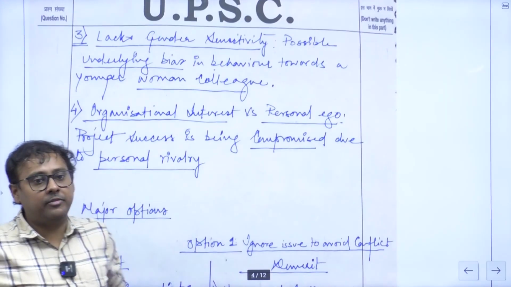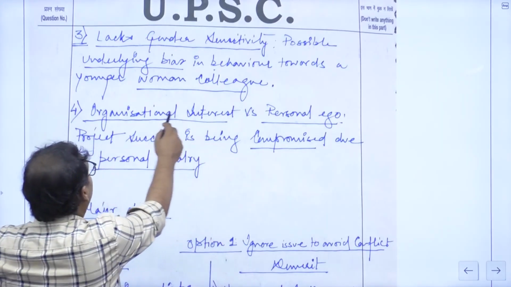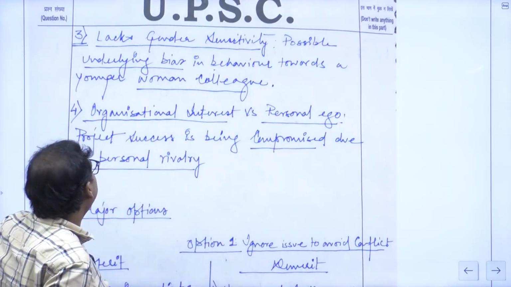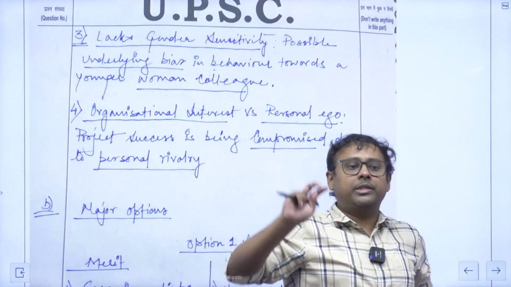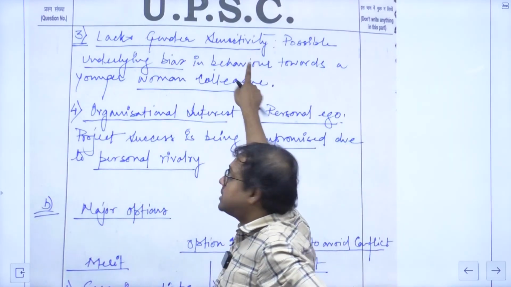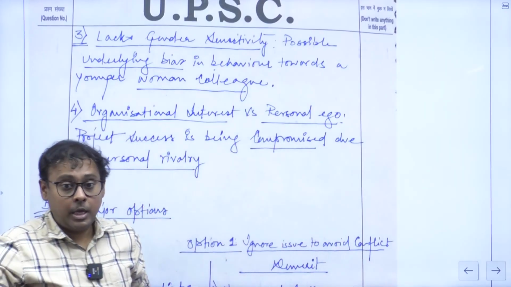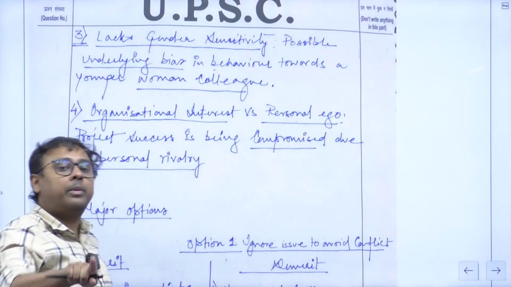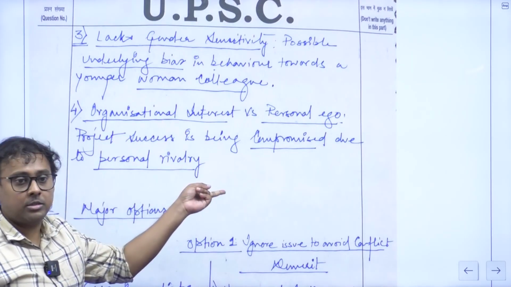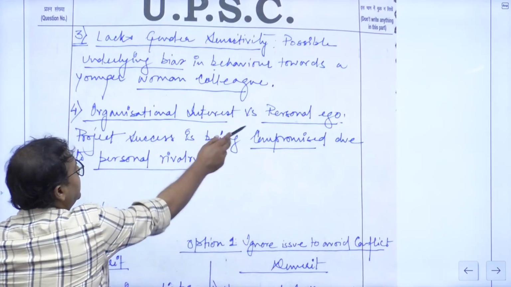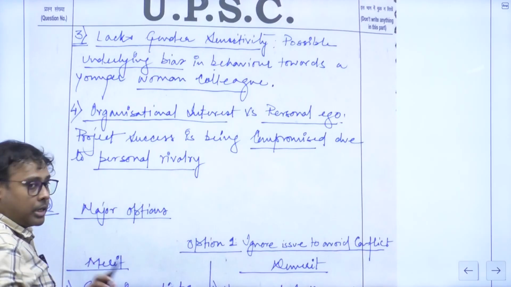Lacks gender sensitivity. Okay? Now here, possible underlying bias in behavior towards a younger woman colleague. Here, you can frame it in two ways: at the individual level, lack of gender sensitivity of that particular person, and at the institutional level, the organization level as well. So we can actually divide it into two parts. Okay? Organizational interest versus personal ego. I told you this is a dilemma, but it comes under ethical issue. Clear? Chalo.